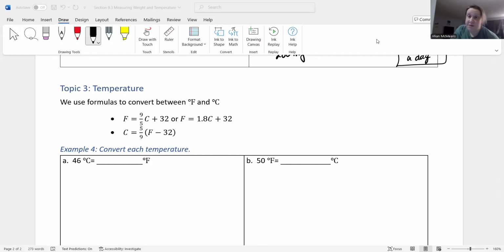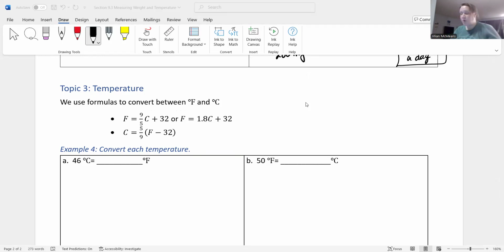Okay, last up for this section and also this chapter is temperature. So topic three, temperature. We're going to simply convert between Fahrenheit and Celsius. There's also Kelvin. That might be in the book, but for us, we're just going to look at Fahrenheit and Celsius. Here in the US, Fahrenheit, lots of other places in the world, Celsius. It's worth knowing how to convert between the two.